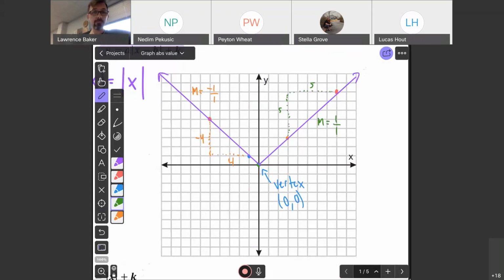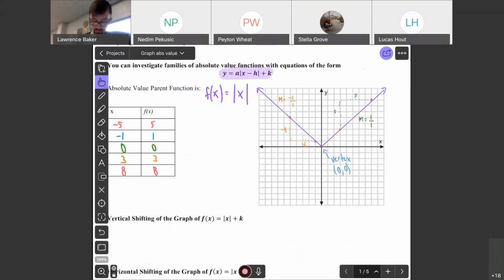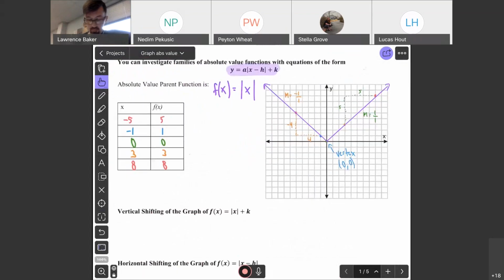And something we're going to take advantage of later is how to draw that. Just think that the slope on one side is going to be 1 over 1, and the other side is going to be -1 over 1. So those are some properties of the parent function. Okay, anything there you guys need?